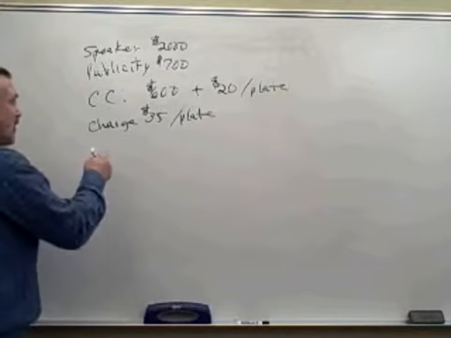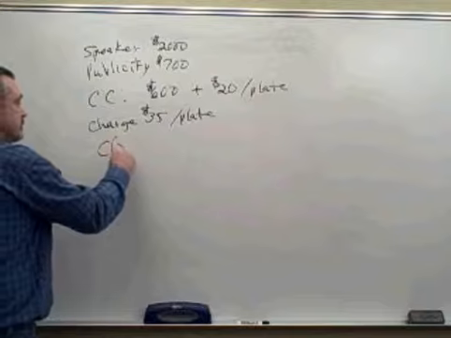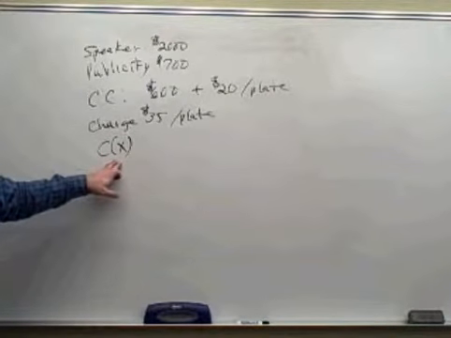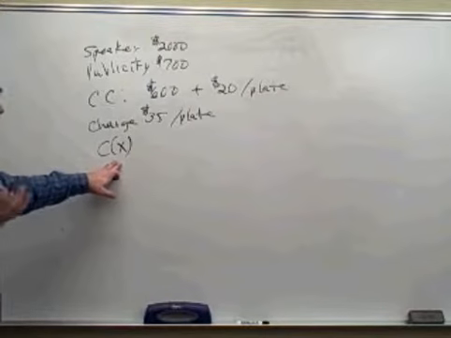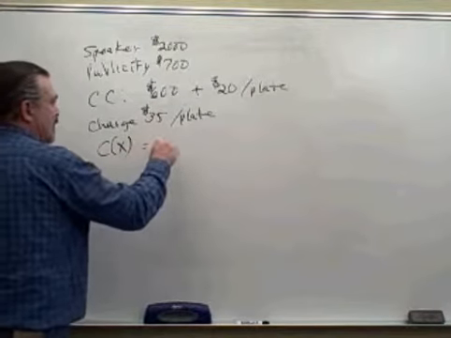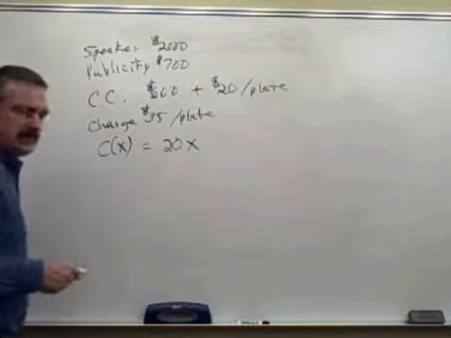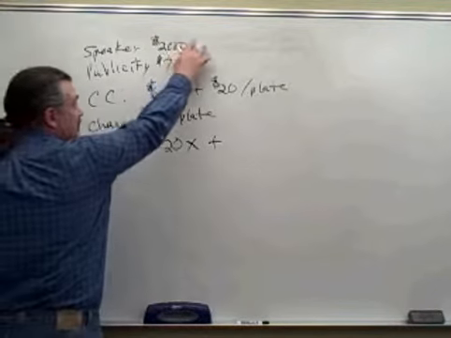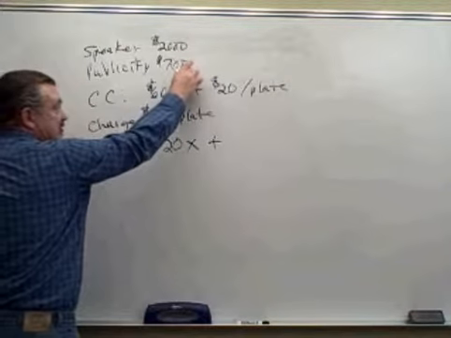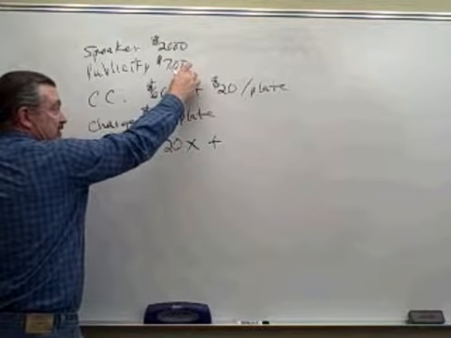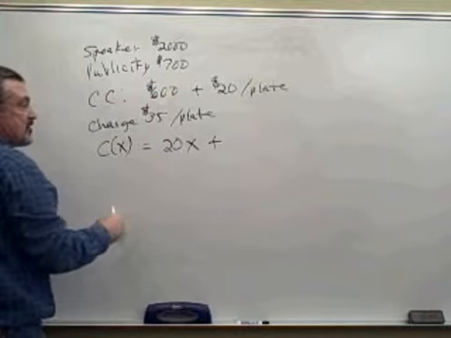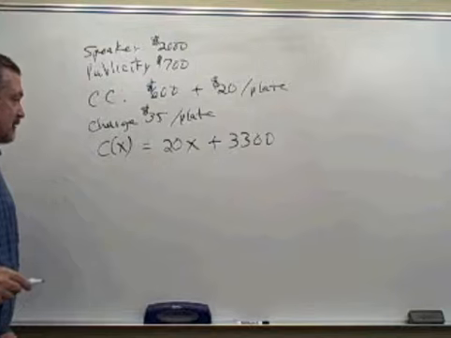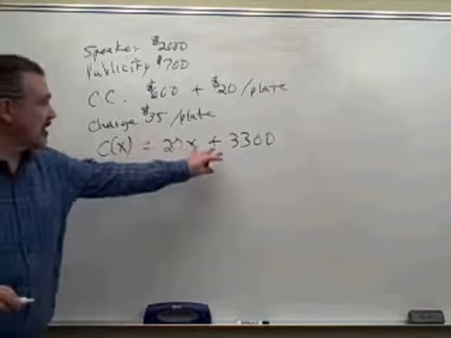So wouldn't our cost function here, where we're letting x represent the number of plates that we're going to plan for, the number of people who will attend, be $20 per person, plus the fixed costs of $2,000 for the speaker, another $700 for publicity, that's $2,700, plus another $600, that's $3,300 if we use the convention center. So here's our cost function.